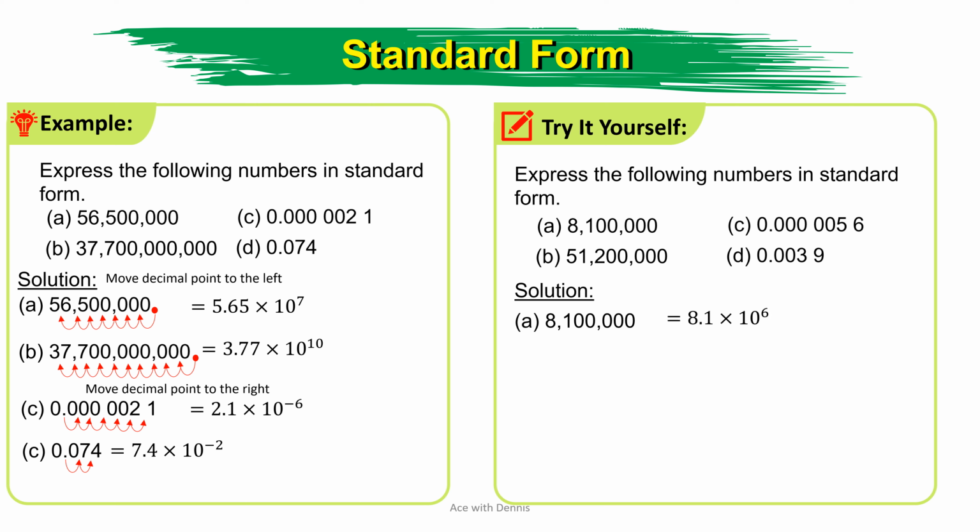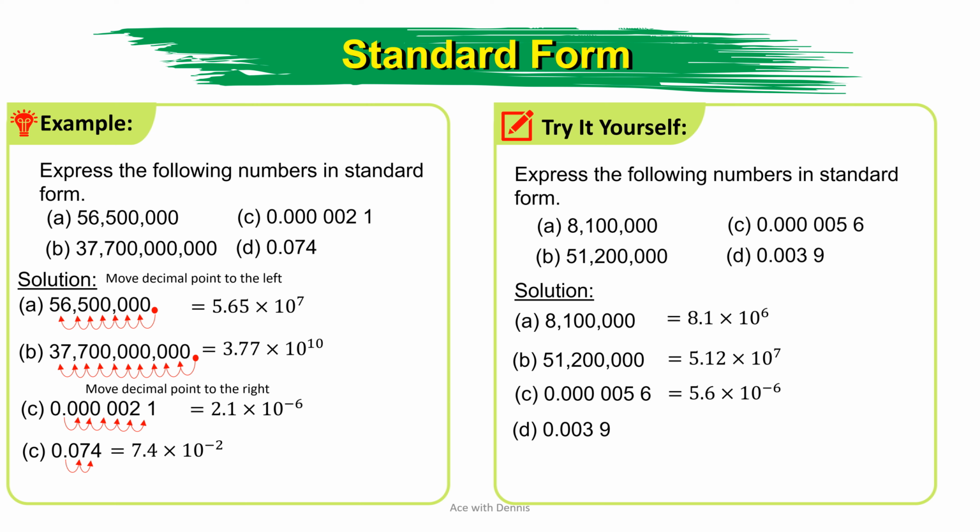Here is the solution. For A, 8,100,000, the answer is 8.1 times 10 to the power of 6. B, 51,200,000, the answer is 5.12 times 10 to the power of 7. C, 0.0000056, the answer is 5.6 times 10 to the power of negative 6. D, 0.0039, the answer is 3.9 times 10 to the power of negative 3. Do you get the answer correctly?